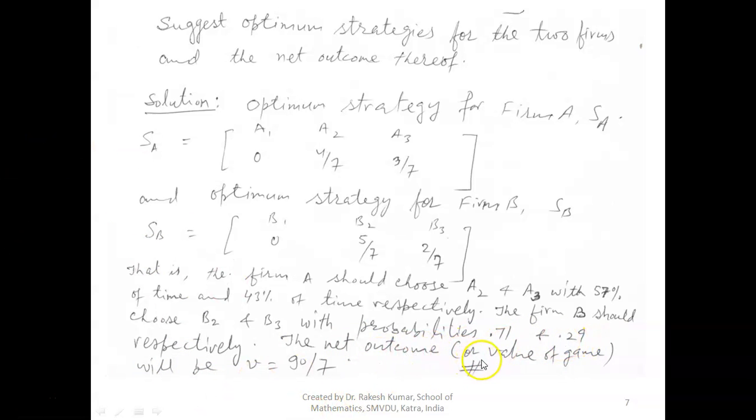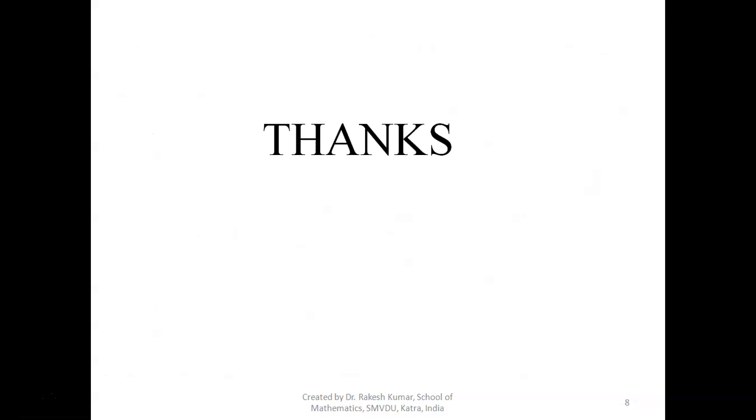The net outcome or the value of the game then will be E equal to 90/7. So now the above problem is solved. It is answered. A decision can be made. These kinds of decisions can be made with the help of game theory.